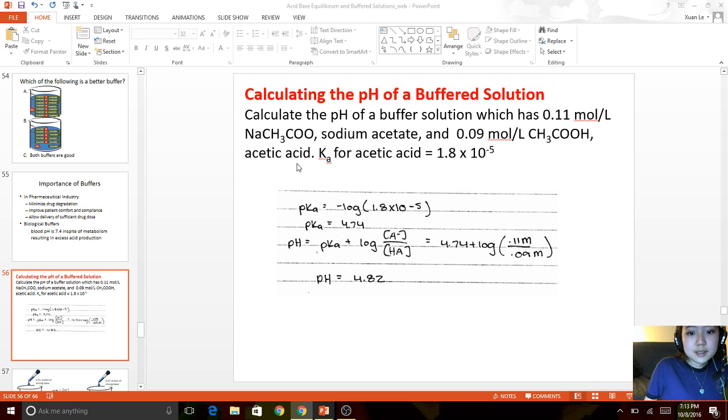Right, so for this one, it's wanting you to find the pH of the buffer solution, and so we're going to be using the buffer equation, this thing right here. But first we're going to convert Ka into pKa by taking the negative log of it, getting 4.74, and then plugging in all those numbers. We're going to get the pH is equal to 4.82, and this means that it's a good buffer because, as you can see, the pH barely changed at all from 4.74 to 4.82 with the addition of the sodium.